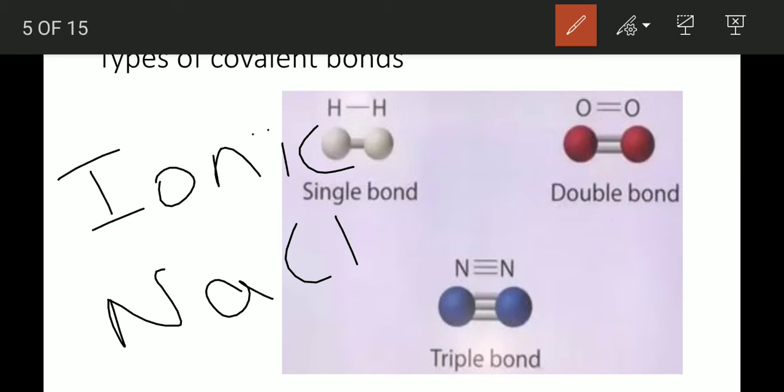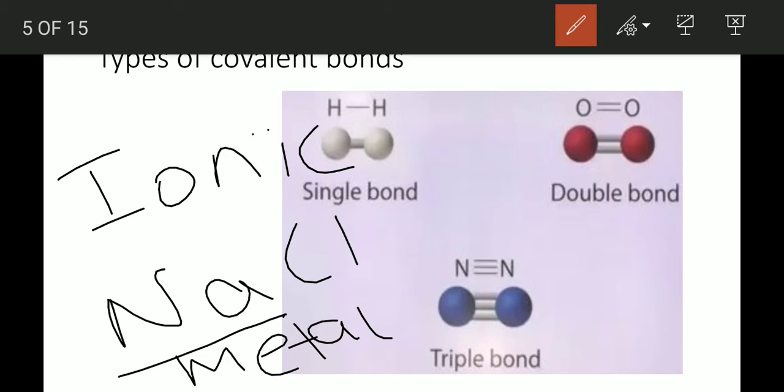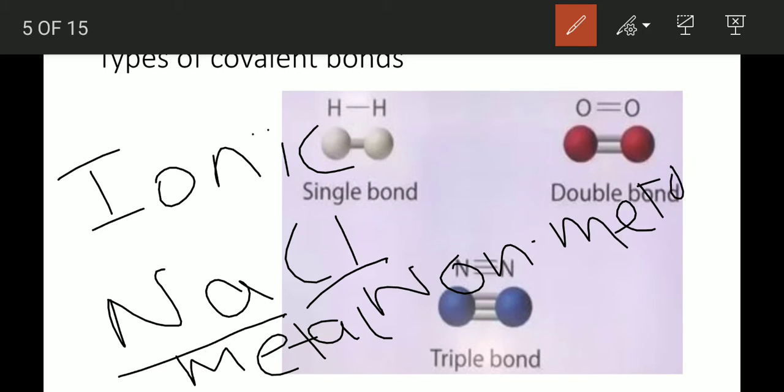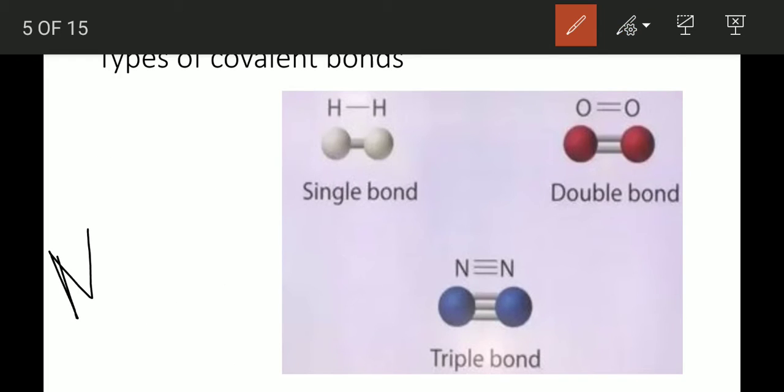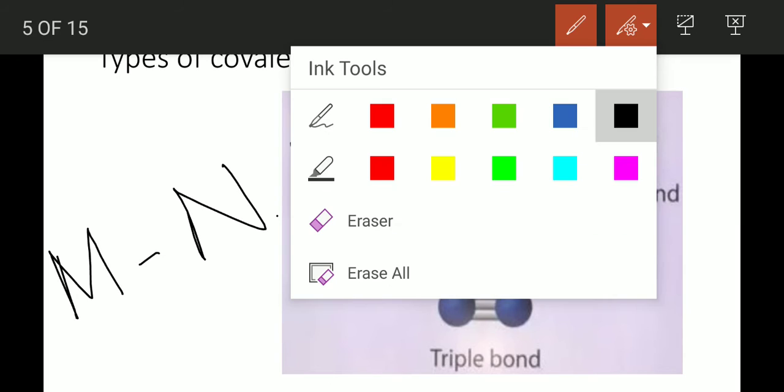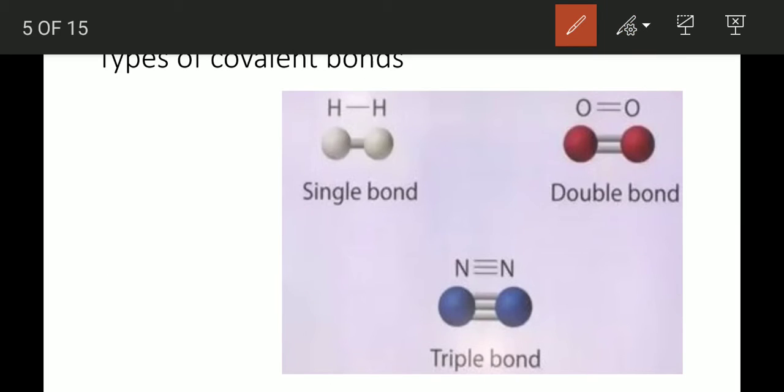See, another thing is that sodium is a metal and chlorine is a non-metal. That means an ionic bond is always formed between a metal and a non-metal. Next is our covalent bond.